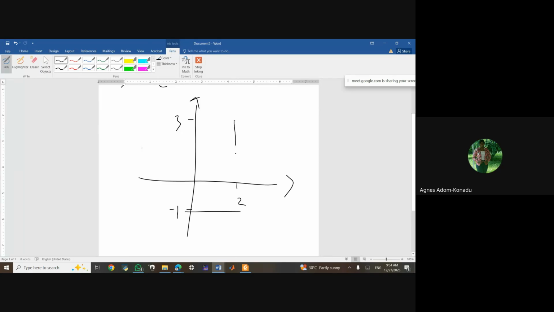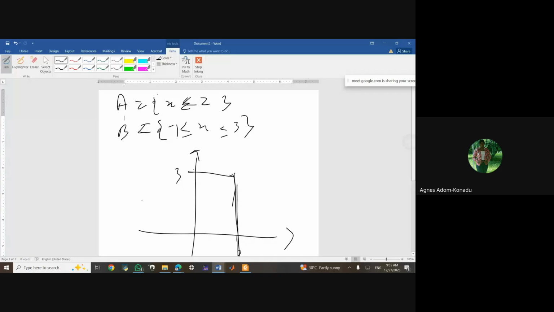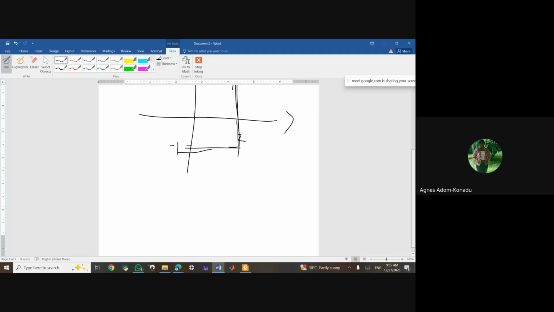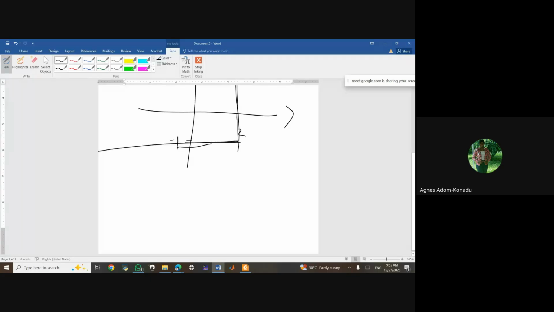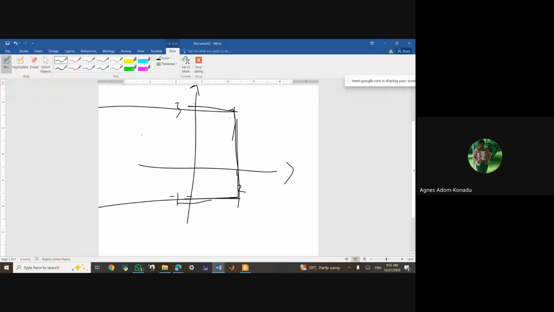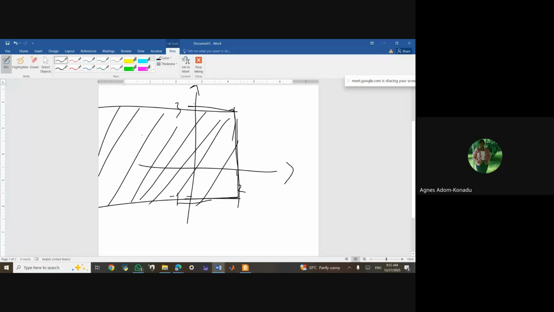So let me just try and sketch it like this. Something like this. This is part, this is part. But in the graph, we're told that x is less than or equal to 2. So it means that it is going this way up to infinity, like this. It will be something like this. So you shade the whole of this. But you can take your time and write the points.